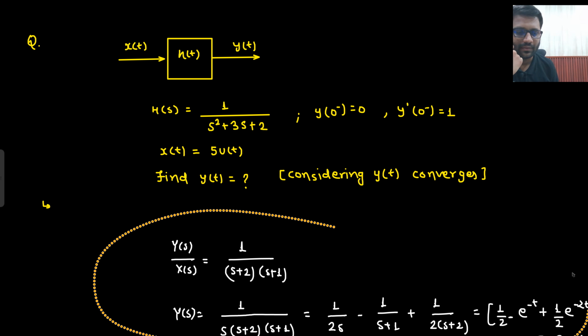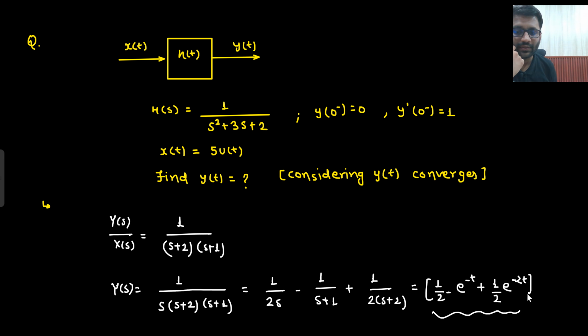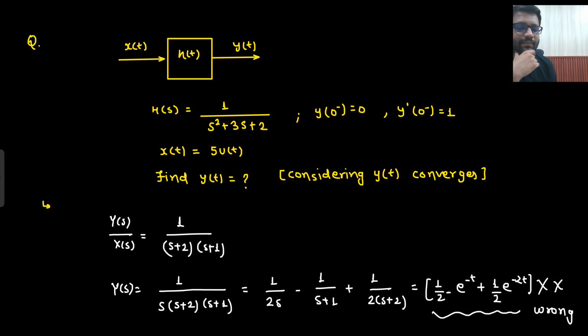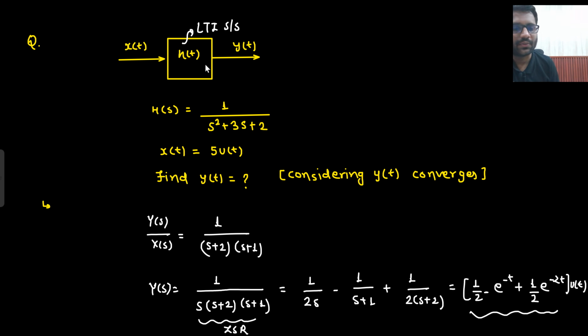But here this answer will be wrong. What could be the reason behind it? Because initial conditions are given. Do you remember what was your H of s? I told you H of s is Y of s divided by X of s, considering initial conditions are 0. Here initial conditions were already 0, so you don't need to worry about that. What will be your H of s? That would be Y of s divided by X of s only. You don't need to worry about initial condition.